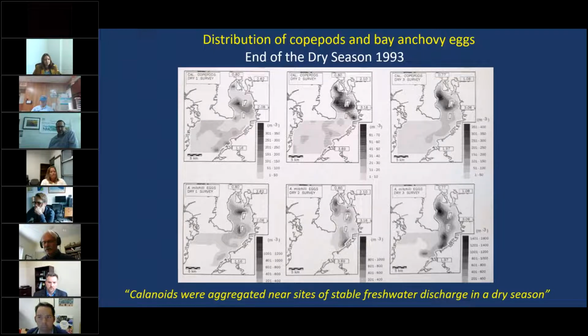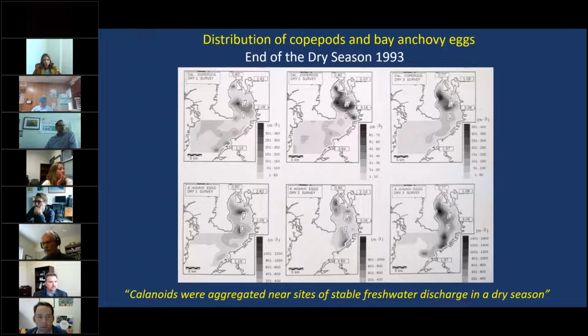This slide is for the sampling at the end of the dry season in this 1993 study. As you can see, the peak locations for both the copepods and the bay anchovy eggs have shifted into Hillsborough Bay, which I said earlier is a very important ecological zone of Tampa Bay. As freshwater flows decline, the copepods, which are food for the anchovies, shift toward the sources of freshwater inflow.